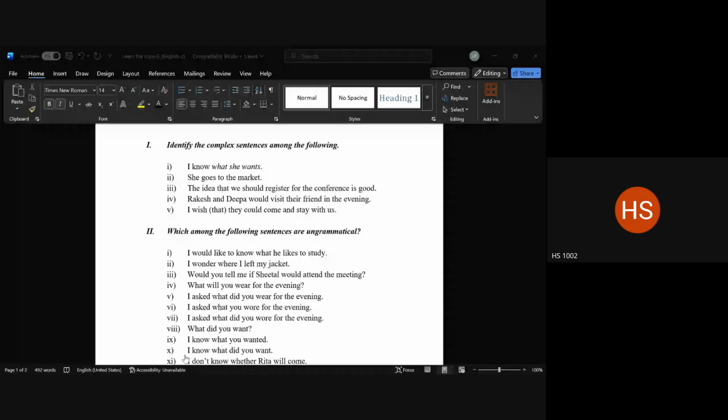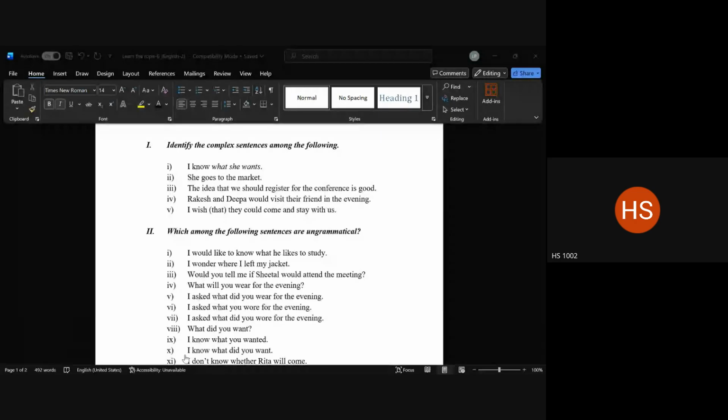But okay, the idea that we should register for the conference is good. How do you tackle this? So there is a subordinate clause, and that is that we should register for the conference, right? You can take off that clause and you can still have a grammatical sentence. The idea is good. So to describe or modify the noun idea, you've added the clause that we should register for the conference, right? So this one is a subordinate clause. So certainly the sentence is a complex sentence. Anywhere you can figure a subordinate clause, that sentence automatically becomes a complex sentence. Okay.